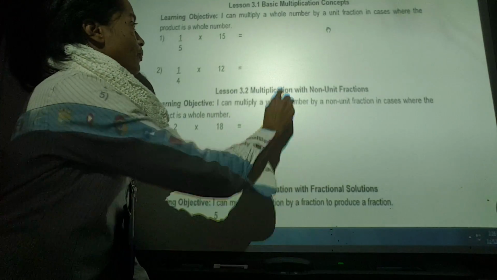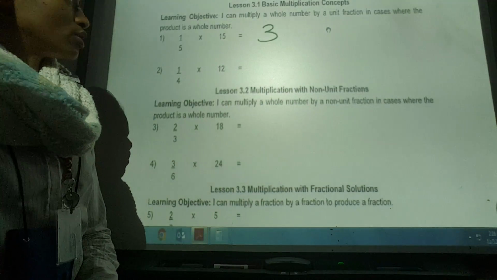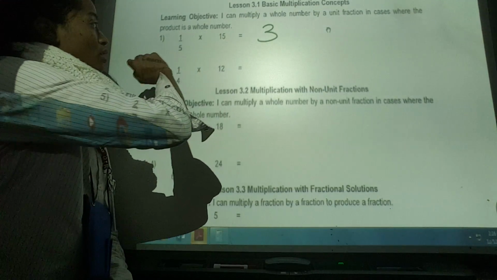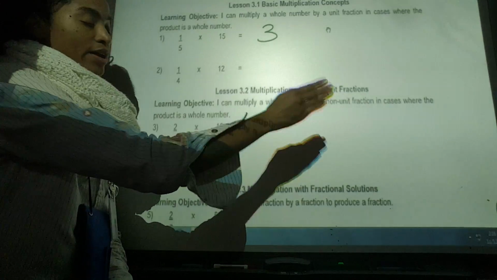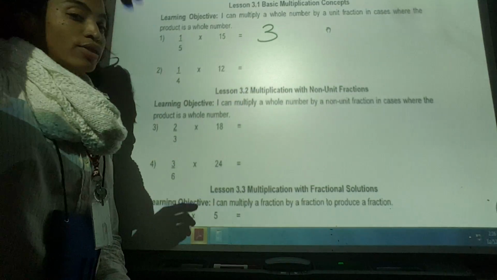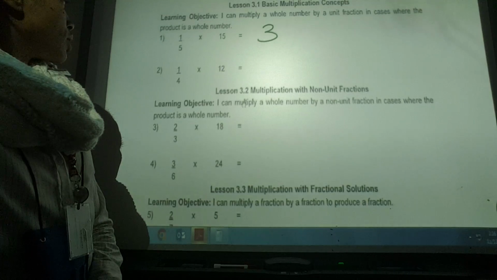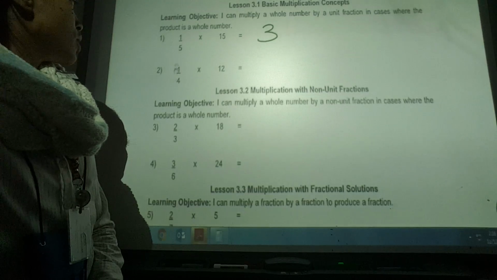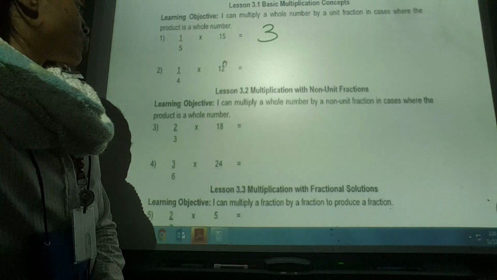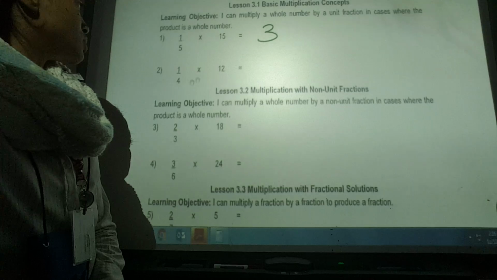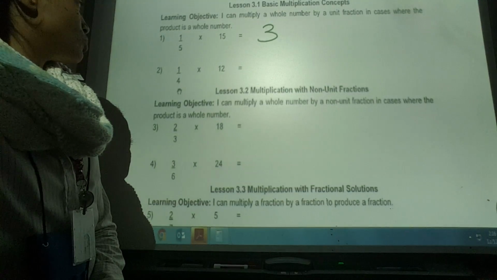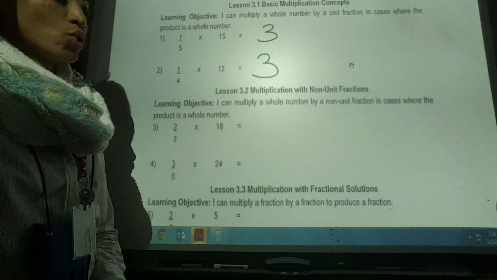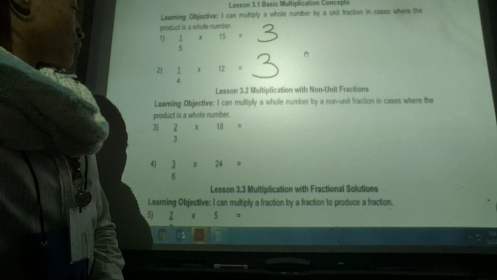So let me put this down. Okay, so you should have had 3 for number 1. All right, and you can think of this as taking 15 and splitting it into 5 groups. Each group would have 3 in it. Okay, and so number 2, we have the same concept, same objective here. So we have the whole number 12, the unit fraction 1/4. If you have 12 items and you split them into 4 groups, each group would have 3 items. Okay, so 1/4 would have 3 items.